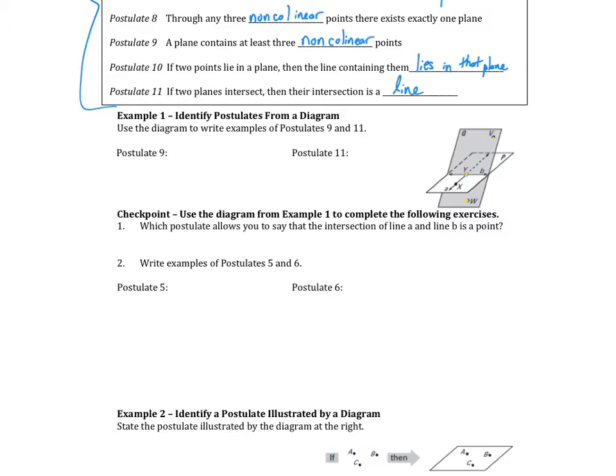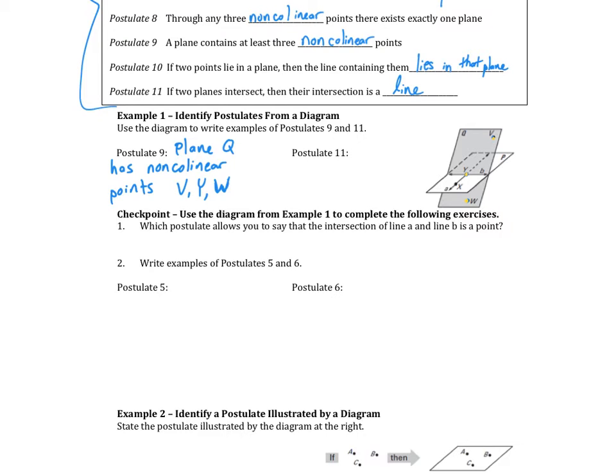So we would say plane Q has non-collinear points V, Y, and W. Okay.